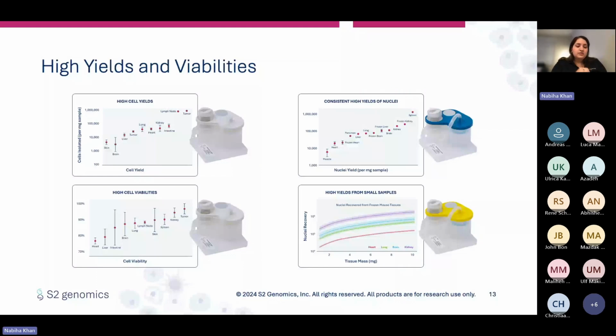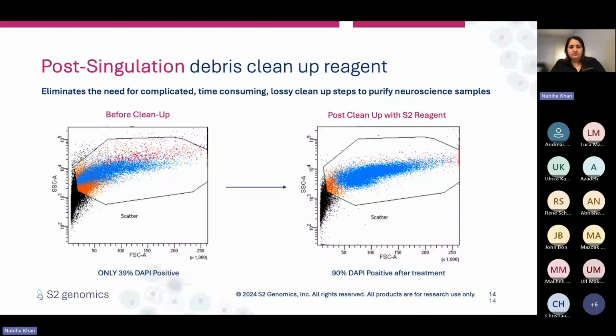And we just discussed that debris could cause a run to fail or show up as background in the single cell data. So at S2, we have a simple solution for this. Our nuclei debris removal reagent allows users to remove debris from their sample through a simple centrifugation step. This process is quite fast. It's around 10 minutes total.